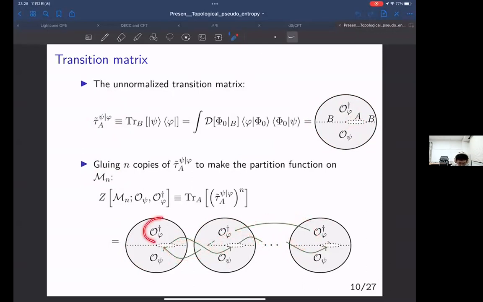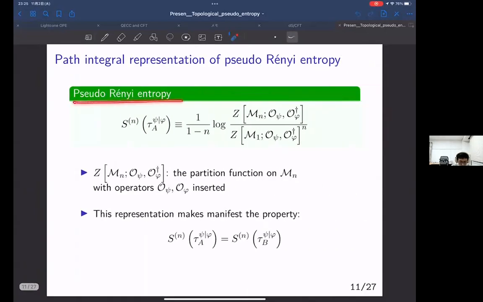Okay, but now you have operator insertions. So is it clear? Yes. Okay, thank you. Then the final form of the pseudo-Rényi entropies is given as follows. This is the expression using the path integral or partition function. Inside the log, you have the partition function on the n-fold cover with operator insertions, and in the denominator, you have the partition function on the original manifold, say flat space, with operators inserted like this.